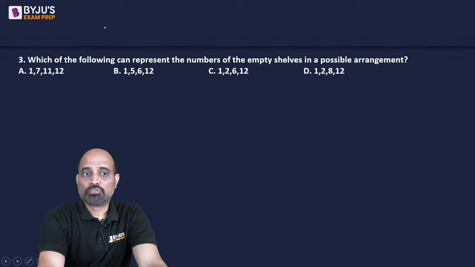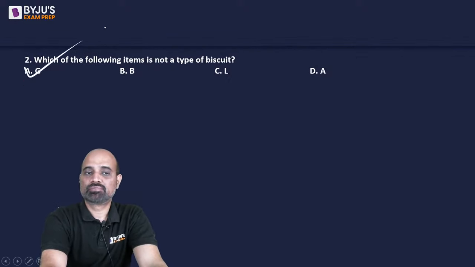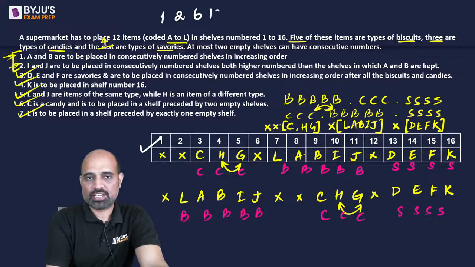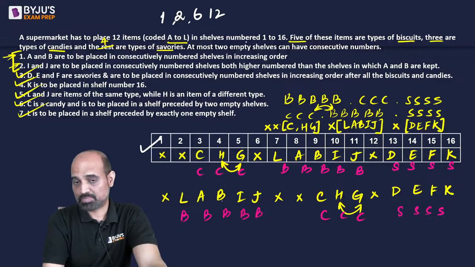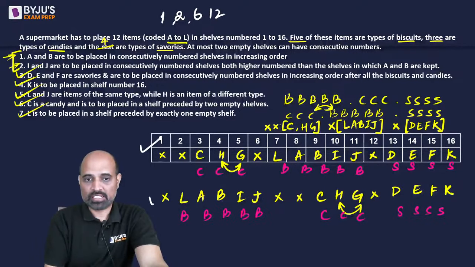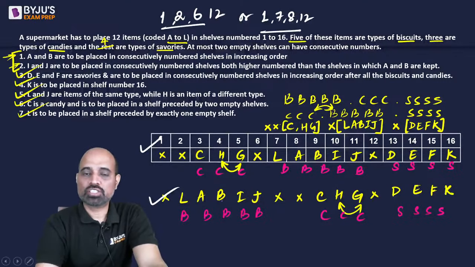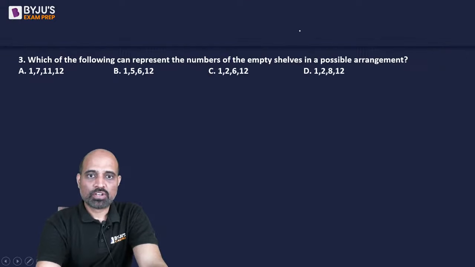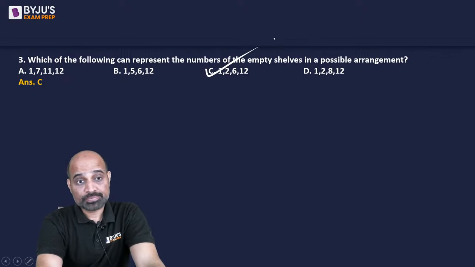Okay, next, which of the following can represent the numbers of the empty shelves in a possible arrangement? कौन सा हो सकता है? There are 2 cases, right? If I take the first one, I can have 1, 2, 6 and 12 as the empty cells. If I look at the next one, I can have 1, 7, 8 and 12. So these are the 2 possibilities. Let's see which out of these 2 is given. 1, 2, 6, 12 is there, 1, 7, 8, 12 is missing. So answer is going to be C option.